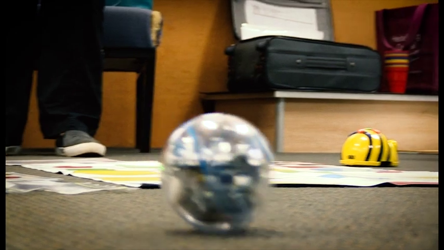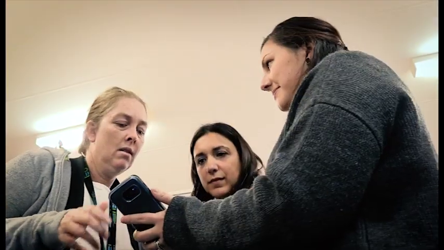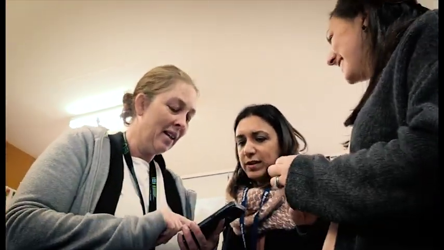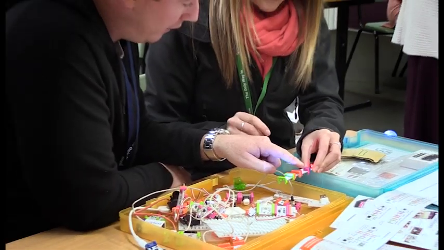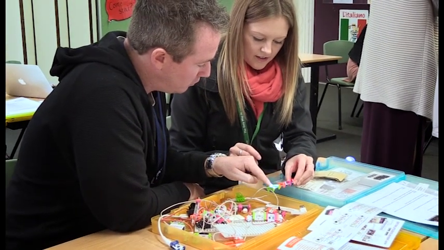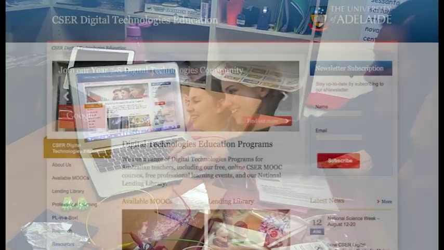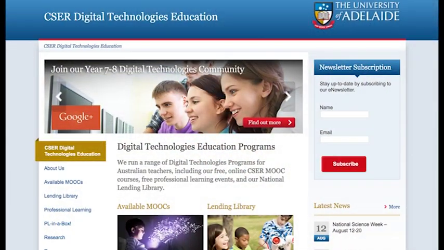One of the possible resources to help teachers build capacity in this space is the work of the Computer Science Education Research Group at the University of Adelaide. They have online courses that are totally flexible, self-paced and available to teachers at any time and totally free.